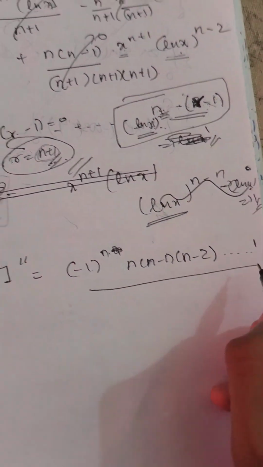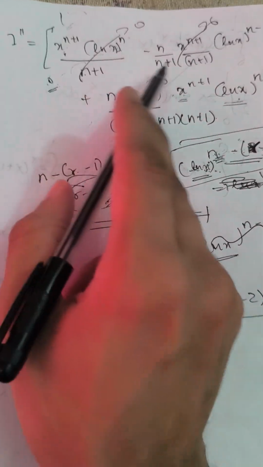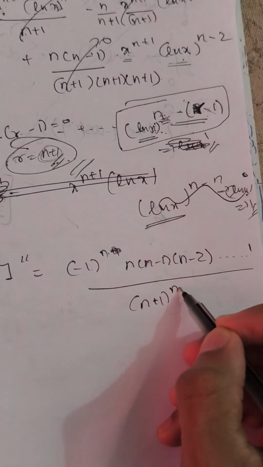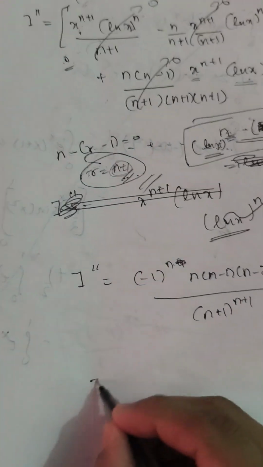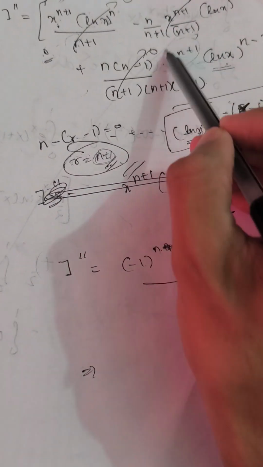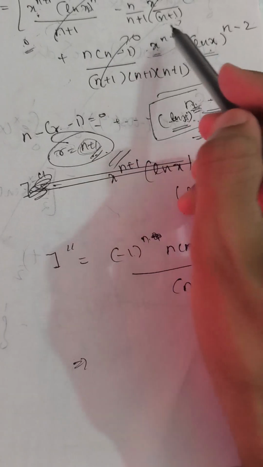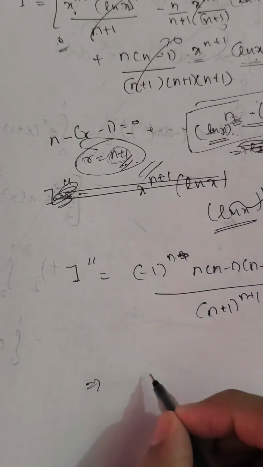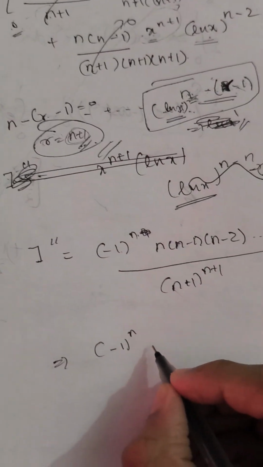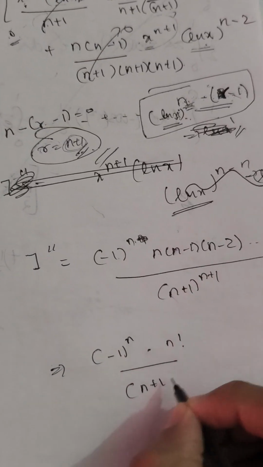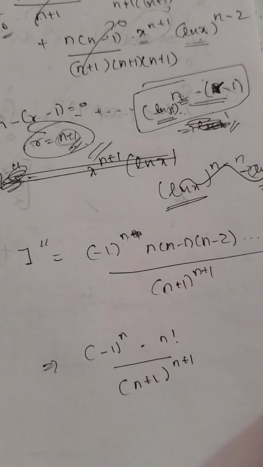Now that whole divided by: in the first term there was an n plus 1, in the second term there was n plus 1 squared. So for the n plus 1th term, there will be n plus 1 the whole raised to n plus 1. And the lower limit, as you can already guess, is 0, because if you put x equal to 0 in any of these, all of these terms are going to have this factor. So the lower limit is going to be equivalent to 0. So this is equal to minus 1 the whole raised to n, into n factorial, the whole divided by n plus 1 the whole raised to n plus 1.